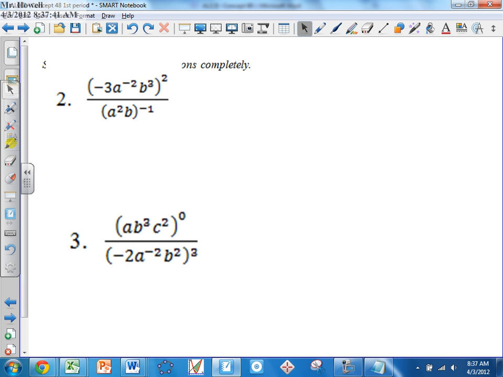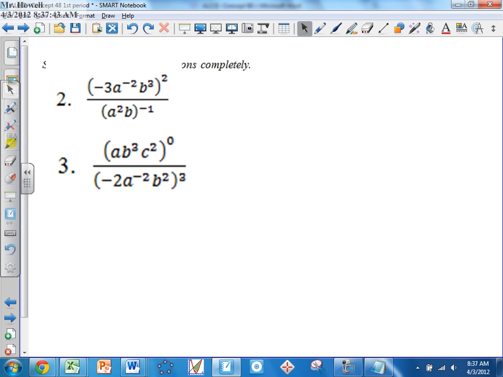All right. For number 3 here, what's the first thing you want to notice? The 0. What's anything to the 0? So that whole numerator is just? Very good. Because all that stuff is to the 0. So whatever quantity this is, if this is 10, if it's 20, if it's 30, if it's 40, it does not matter. It's still going to be 1 because it's raised to the 0th power.